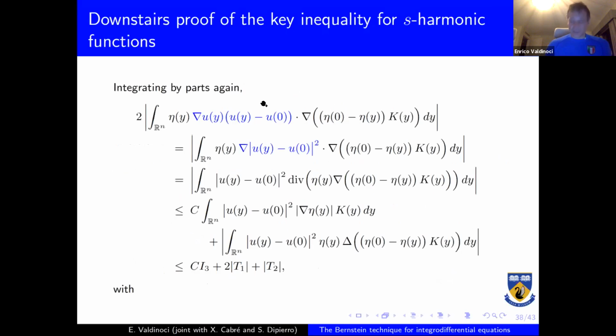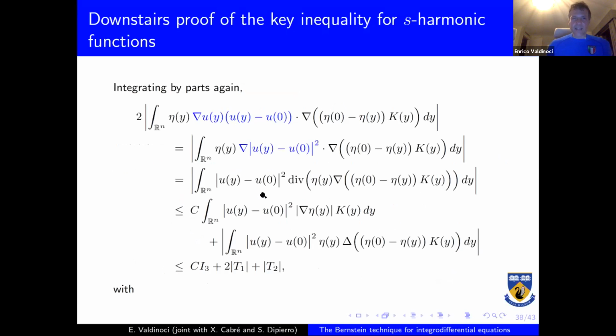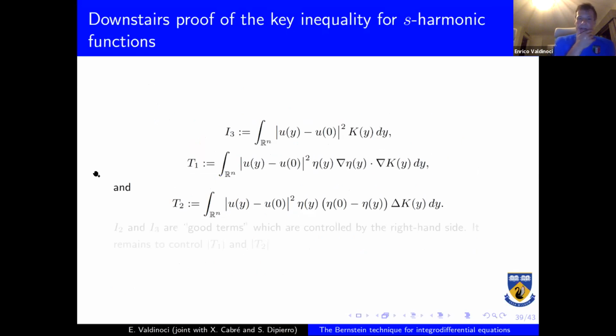You want to get rid of this gradient of u of y here, but again, it's convenient to think of it as the gradient of u of y minus u of 0, so that all this part is just the gradient of u of y minus u of 0 squared. And again, the square gives you an additional cancellation. Then you integrate by parts, and you have a bunch of terms. Okay, so you have a new term I3, T1, and T2, which are written here.